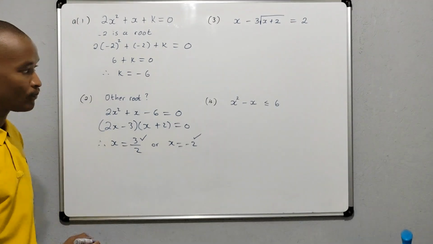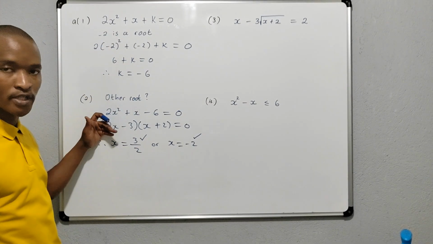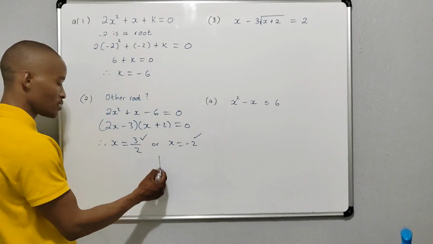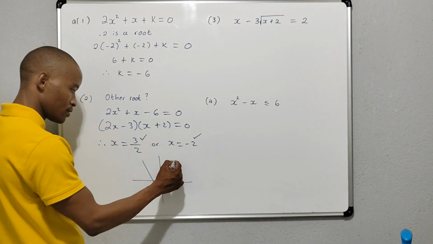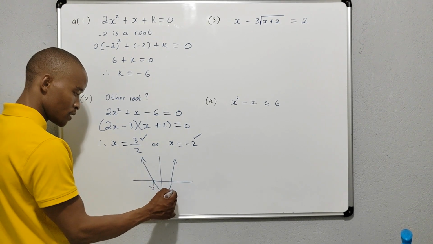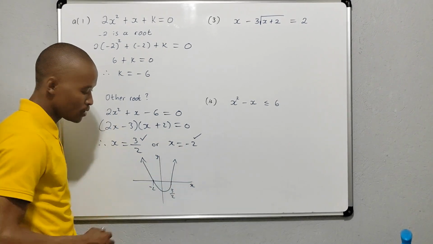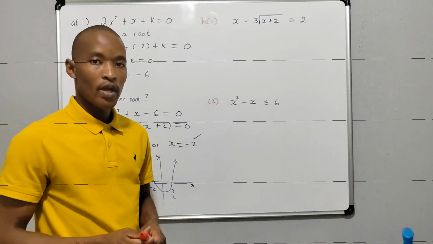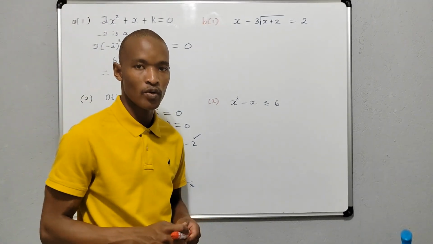Okay, so how can we put these 2 solutions into a sketch? How does the sketch look like? Something like this, right? Where it cuts the x-axis at -2 and 3 over 2. Good. So we are moving to question B1 and B2 now.